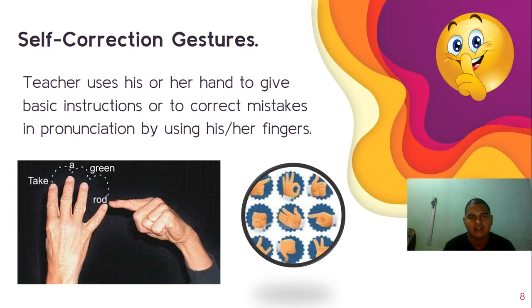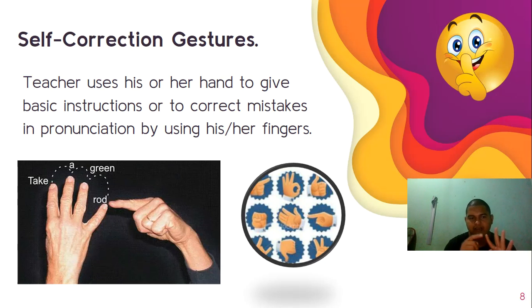The next one is the self-correction gesture. The teacher uses his or her hand to give basic instruction or to correct a mistake in pronunciation by using his or her finger. As we see in the picture, as we already know in this method, the teacher tries to avoid speaking as much as possible. So he's using his hand in this moment.